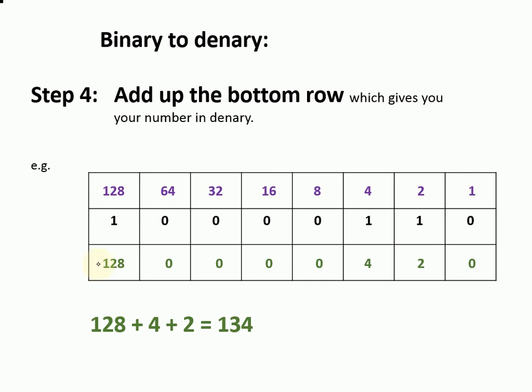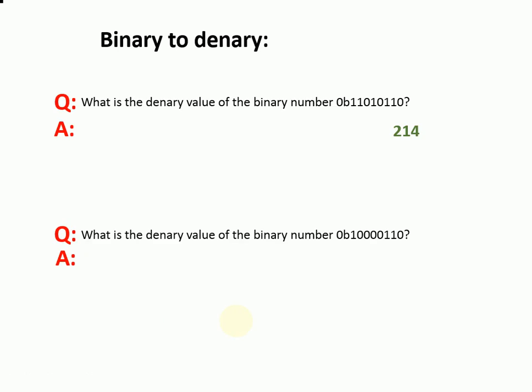And finally, you just add up all of the numbers along the bottom row. So here we have 128 plus 4 plus 2 is 134. So to answer our question, the binary number 10000110 is 134 in denary.